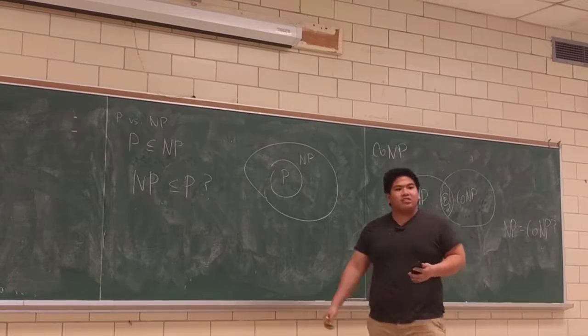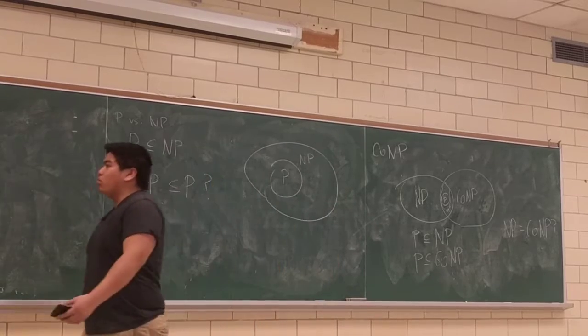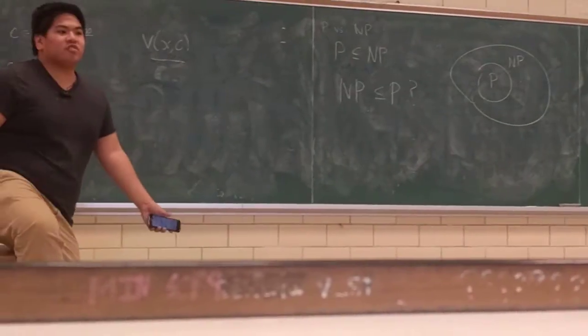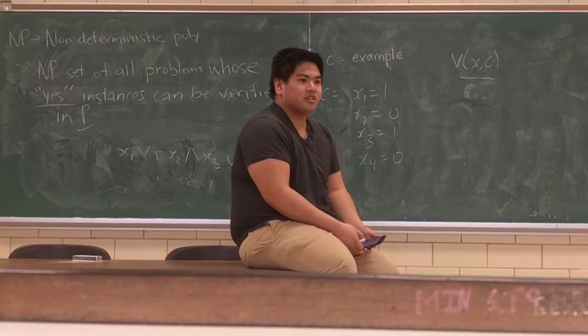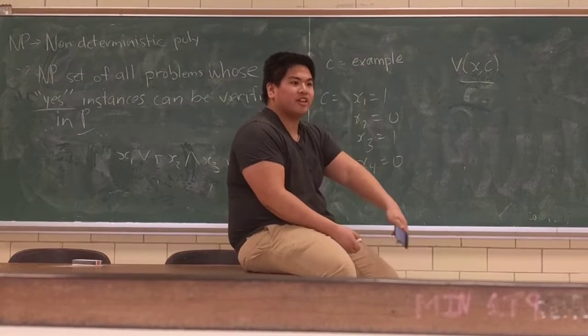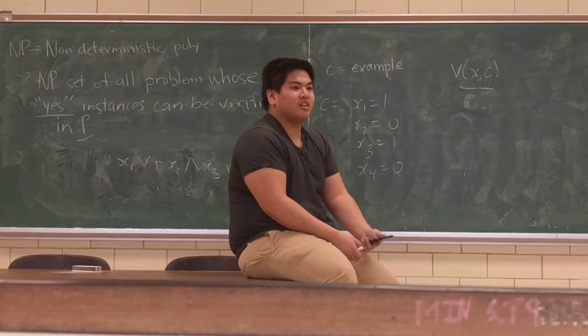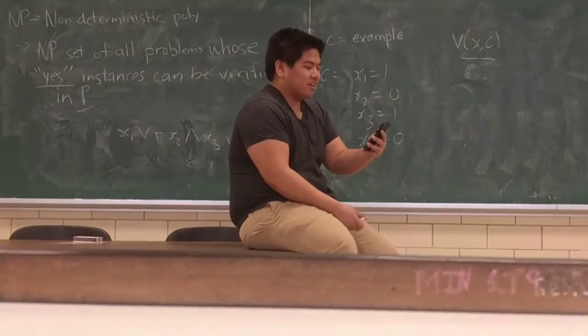Because if I tell you that the answer is no, you can't verify that. If I tell you that there's no solution to Sudoku, how am I going to prove that? I've got to try every solution. So if I give you a Sudoku grid and tell you the answer is no, what's a co-NP example? Yeah, exactly.